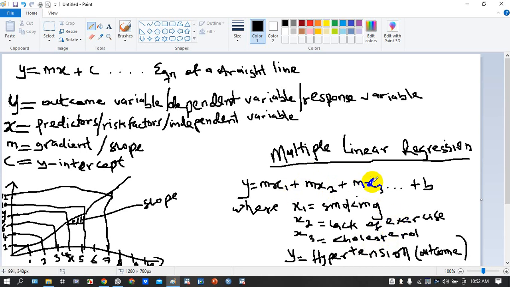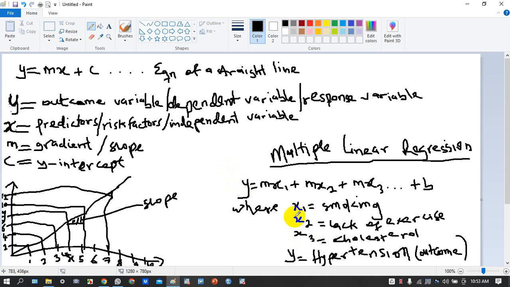So these three risk factors are called predictors. They are also called independent variables because they don't depend on any other variable to exert their effect. So they are called predictors, risk factors, or independent variables. But the y is called the outcome variable, or dependent variable, or response variable, because that is the disease status.